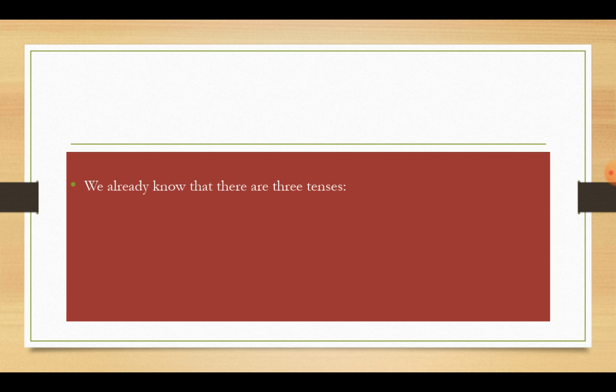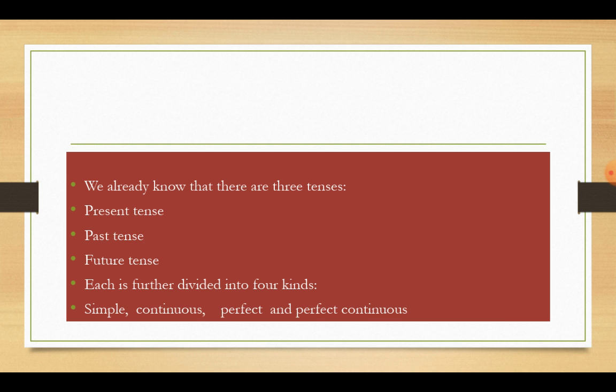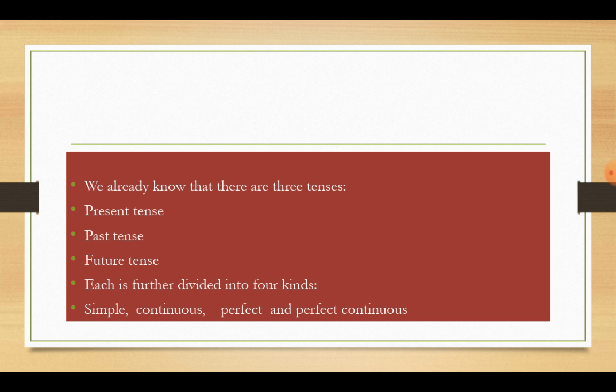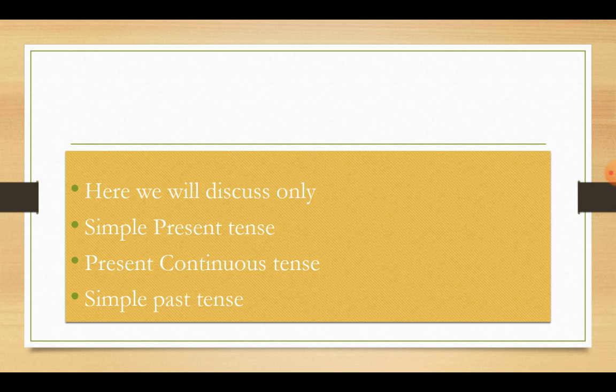As we already know that there are mainly three tenses: the present tense, the past tense, and the future tense. Everybody knows this. Now, these three are further divided into four kinds: the simple tense, the continuous, perfect, and perfect continuous. Everybody knows simple, continuous, perfect, and perfect continuous. When we do one by one, you will understand. Don't get confused. It's the simplest topic. I don't know why people are worried about tenses, but it is very simple.